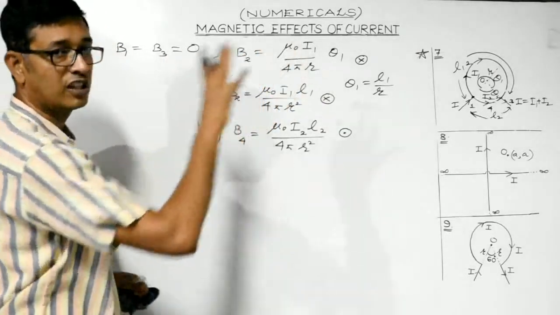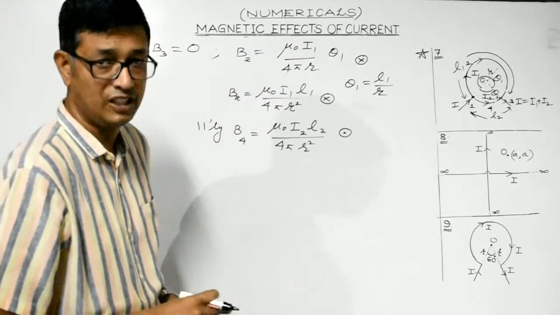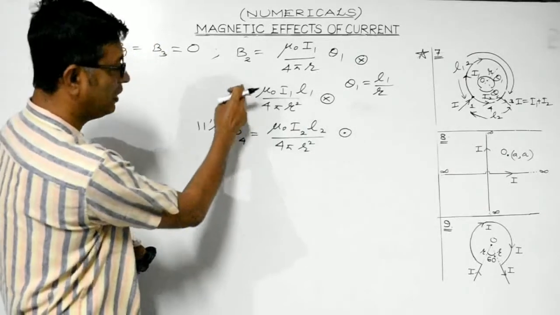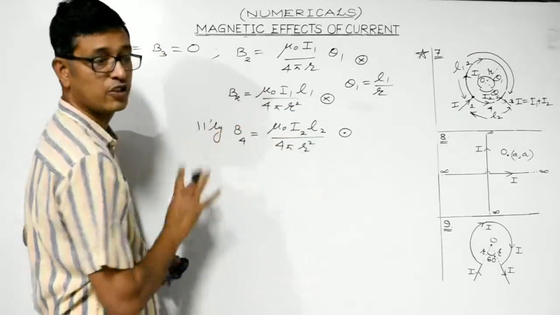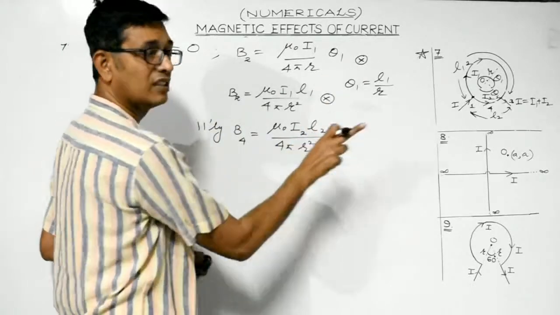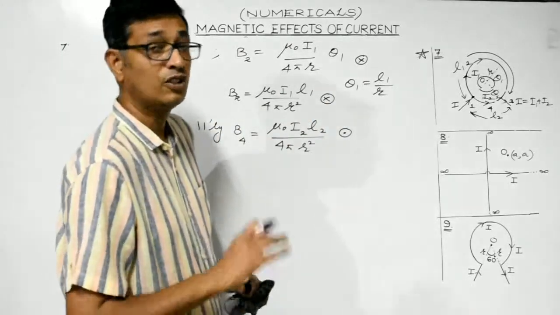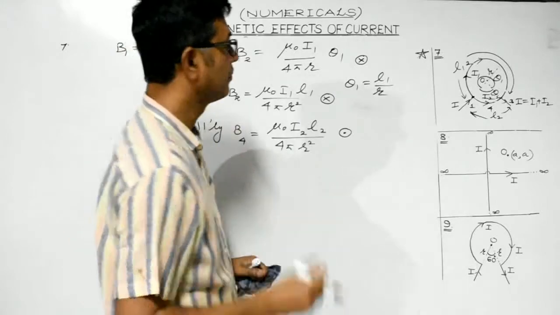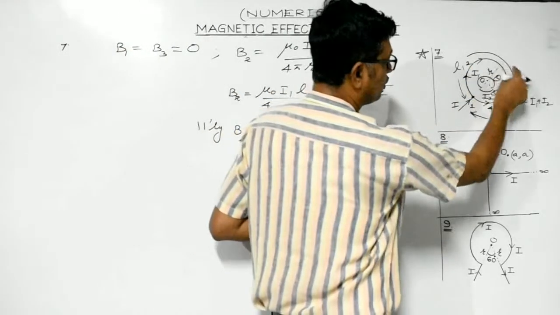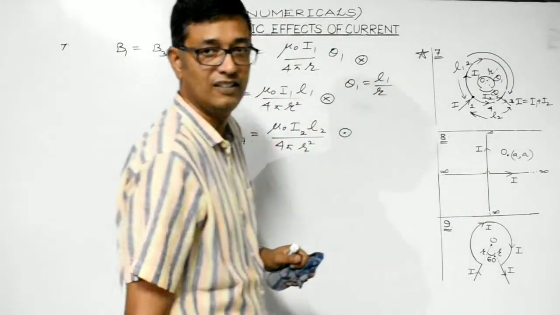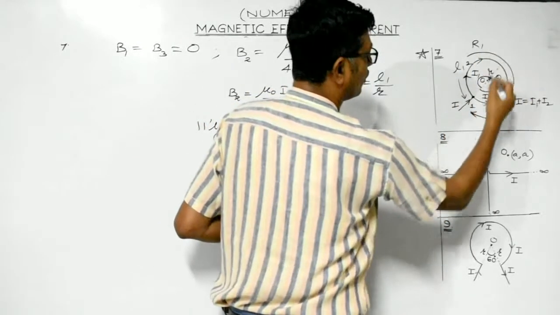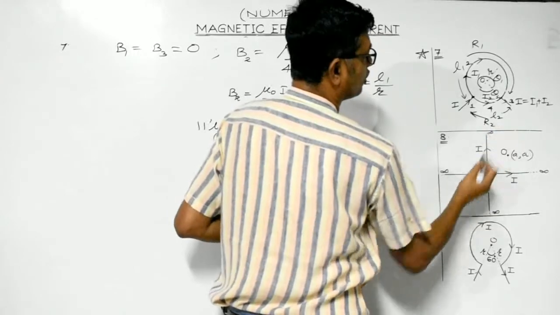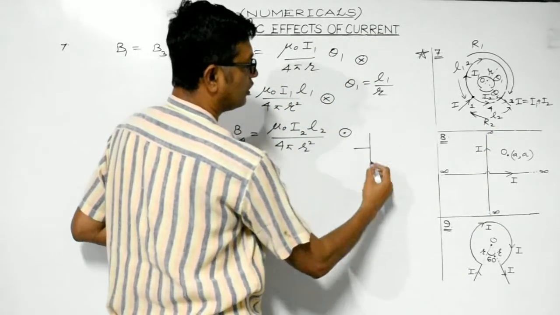B1, B3 will not contribute anything towards the net magnetic field, each being equal to 0. Consider only B2 and B4. Both are given by these expressions. One is directed inward, the other one is directed outwards. Now the most important part. Students, these two are connected in parallel. Suppose this length offers resistance R1 and this offers R2, right? So it is equivalent to this particular circuit.